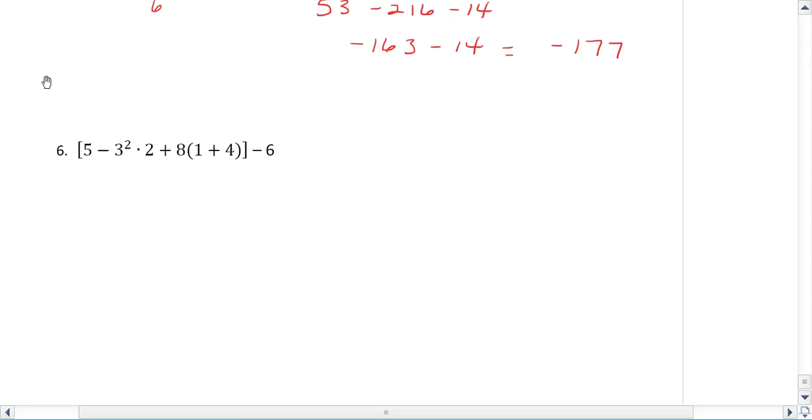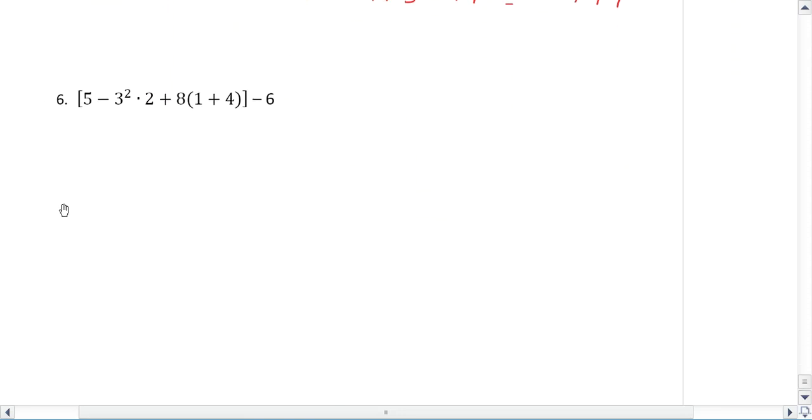All right, last example here. We have some interesting combinations of grouping symbols and exponents. When you have these square brackets and you have parentheses inside them, the way I like to say it is you do the operations from the inside out. So we'll start inside here with these parentheses and work our way out and finish what's inside these brackets first.